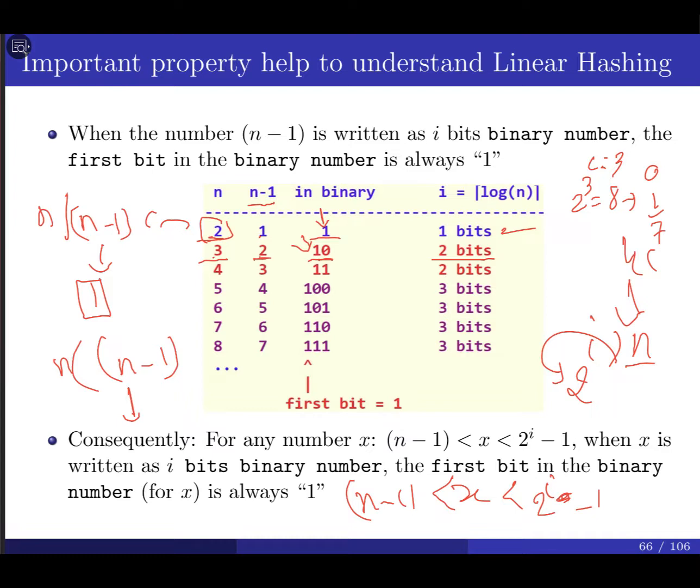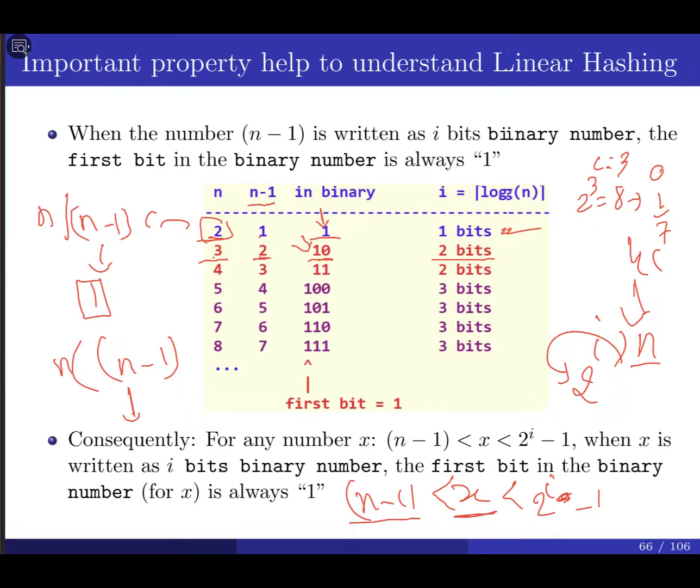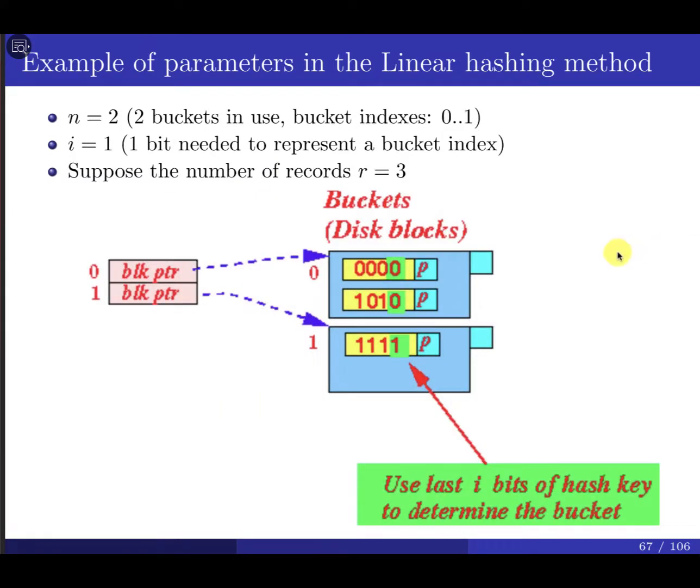So that means if you're given any value x, or any hash value, that is greater than n minus 1 and less than 2 to the power i minus 1, the first bit always equals 1 in the binary representation of this number. Do you agree or not? Yes, because if n minus 1 has first bit 1, any number greater than this number is also going to have 1. So that means it's going to help us a lot later. Hold this thought for a while, then let's take a look at the structure and how it looks.